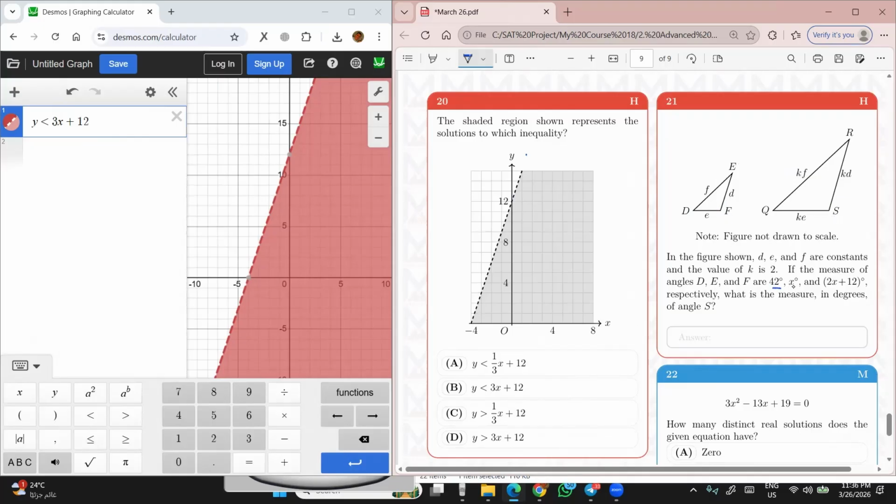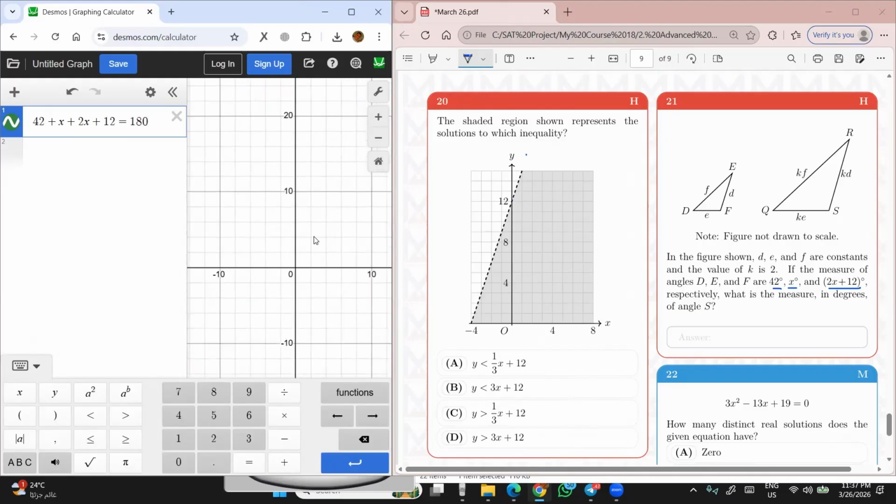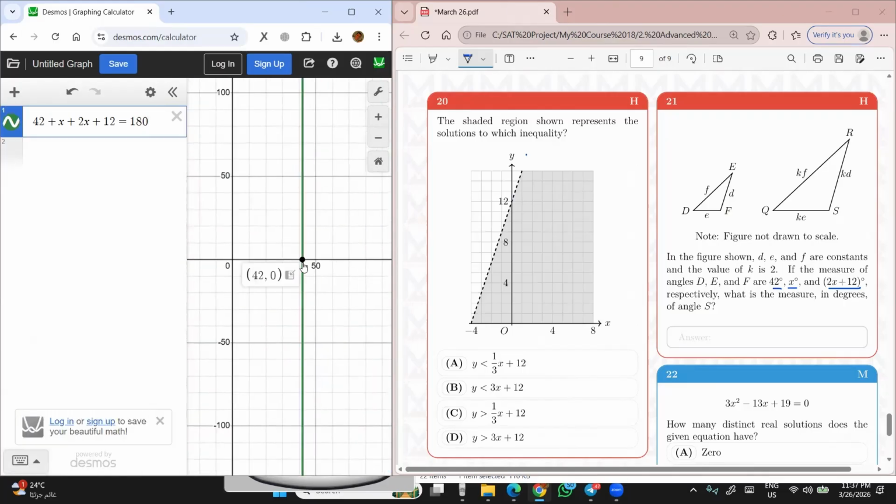We have a total of 42 and x and this. The total should be equal to 180. So we can write this on Desmos, and we consider getting the value of x. So you can say here 42 plus x plus 2x plus 12 equals 180. Because the question gives you a graph, it's okay, no problem. Just zoom out and see where the line is. Here, the value of x. x is always on the x-intercept, 42. So x is equal to 42.